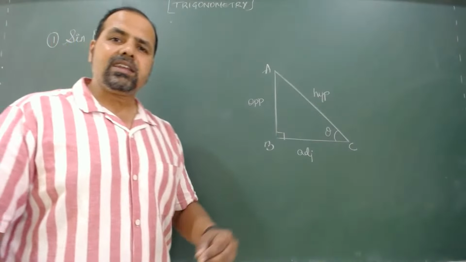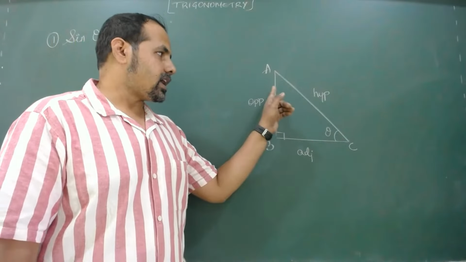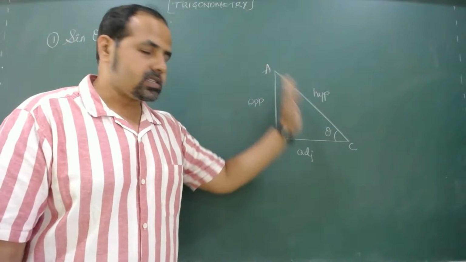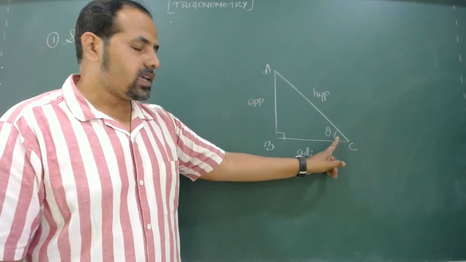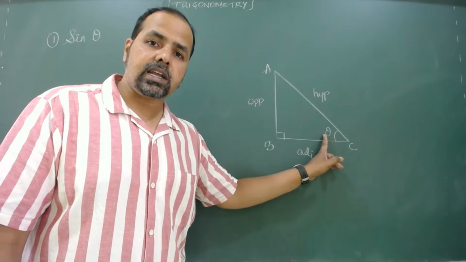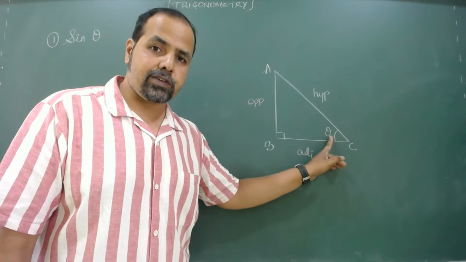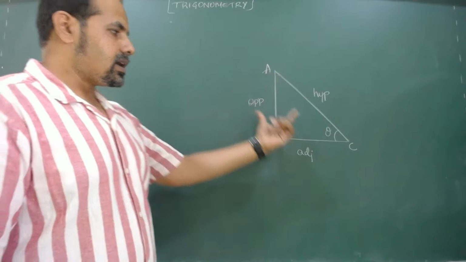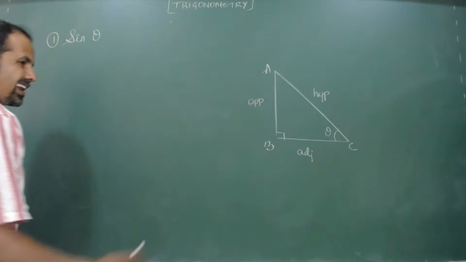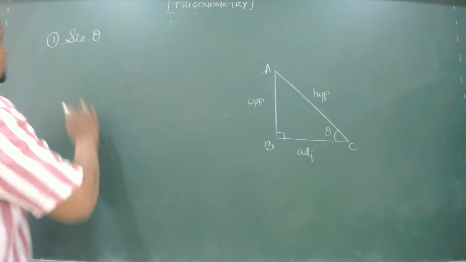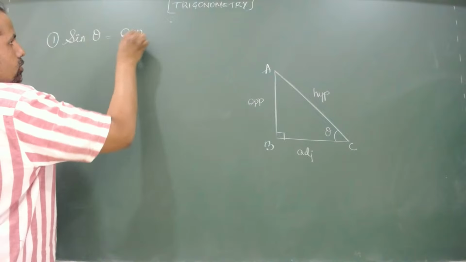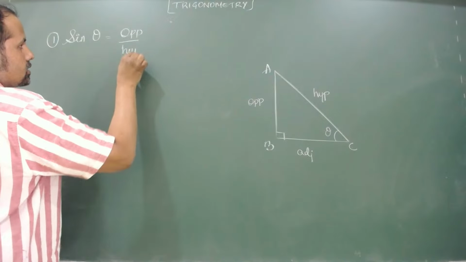Hypotenuse, irrespective of the reference angle, whether it is C or A, will remain AC. Now, since I'm taking the acute angle theta to be at C, we call this the reference angle. With respect to C, opposite is AB, adjacent is BC. Now, let me first write all the basic formulas. Sine of an angle theta is nothing but opposite by hypotenuse.